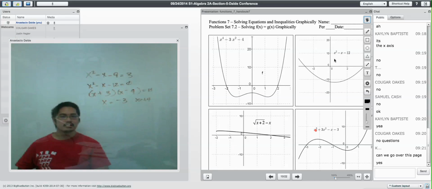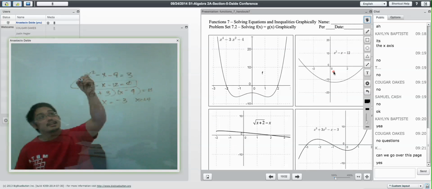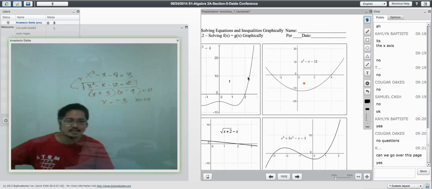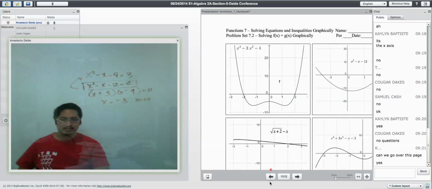Oh, there it is. x squared minus x minus 12. That would be this one right here. It didn't look exactly like this form, it looked like that one. And if you look at the graph right here, you can easily see that it crosses at negative 3 and positive 4. Man, I think they really made this a lot easier for you guys, because now what we're going to do is look at this.